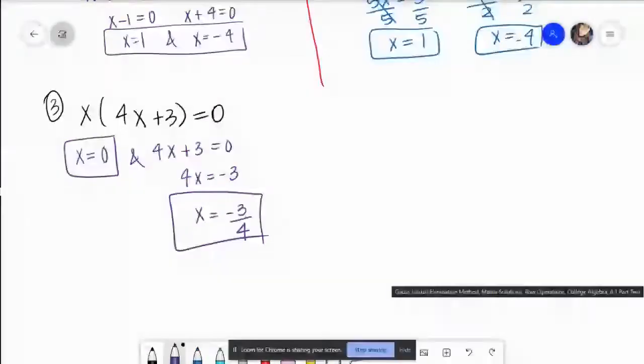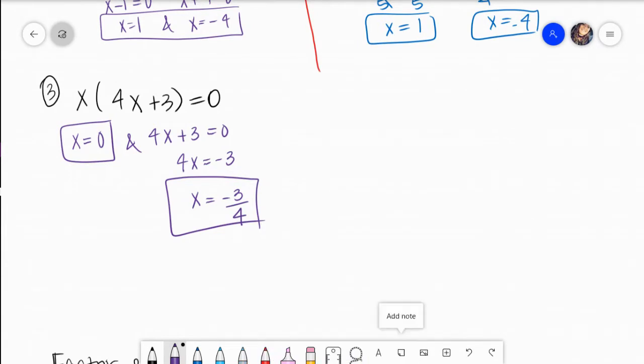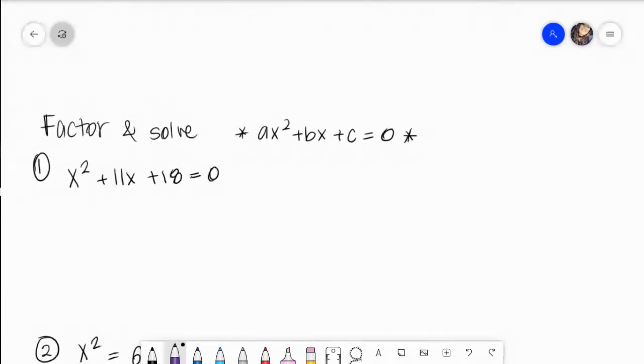Okay, so last video, they kind of already had it in factored form, set equal to 0. That was weird. Now we're actually going to do the math instead of it just being that very last step.